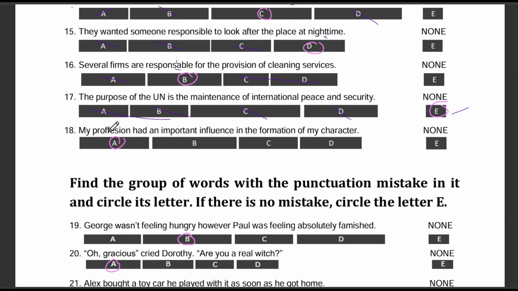Question 18. Find the group of words with the spelling mistake. My profession had an important influence in the formation of my character. Options: A, my profession had. B, an important influence. C, in the formation. D, of my character. E, none. Correct answer: A, my profession had. Explanation. Here, the word profession is misspelled. The correct spelling is profession, with just one F. Why not the others? Options B, C, and D are all spelled correctly, so they're not the ones we're looking for.